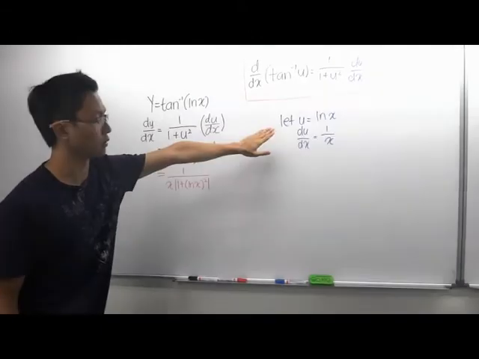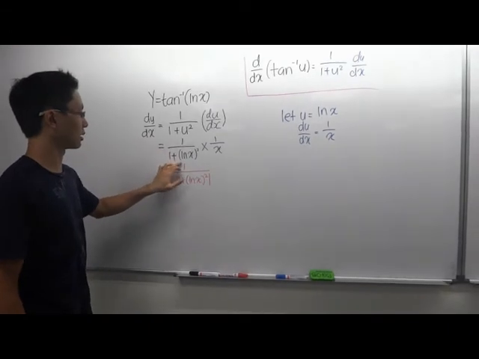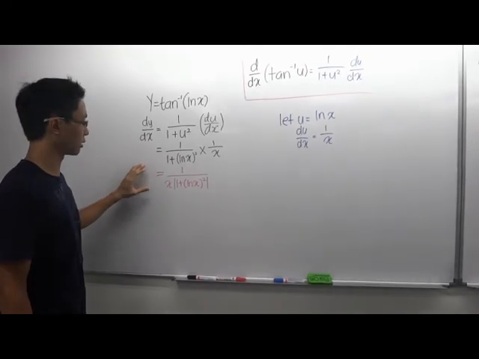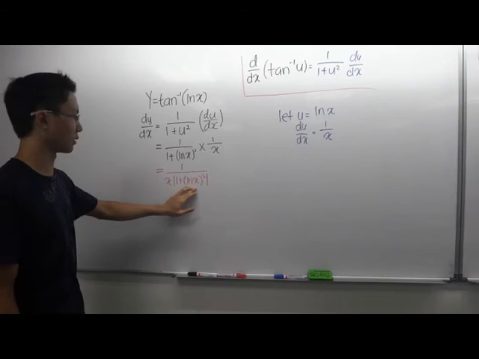Next, we sub in what we learned there, and it'll go something like 1 over 1 plus (ln x) squared multiplied by 1 over x. Now, simplifying that further, we'll get our final answer, which is 1 over x multiplied by (1 plus (ln x) squared).